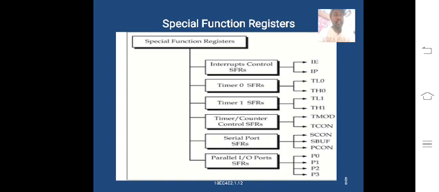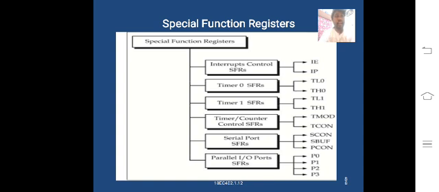That's why timer 0 has two special function registers, TL0 and TH0, and timer 1 has special function registers TL1 and TH1, same as timer 0. Total 16 bits, then subdivided into two registers, TL1 and TH1.